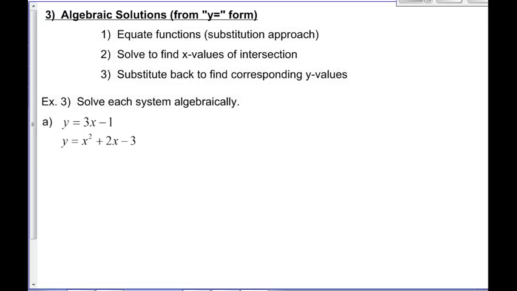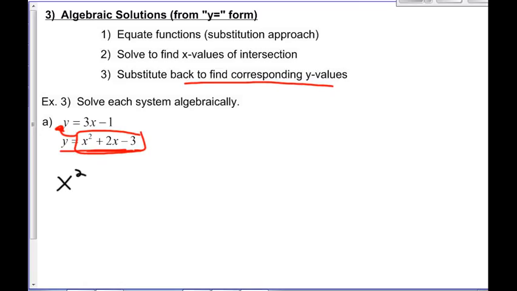We solve and find the x values of intersection. And then lastly, we have to go ahead and find the corresponding y values. So we find the x values of intersection, then find the y's. So let's suppose we had the same equation that we had in example 2a, and we want to solve it algebraically. Y equals 3x minus 1, and in the other one it says y equals x squared plus 2x minus 3. Well, since y equals x squared plus 2x minus 3 in both of them, I can substitute it in for this y, or basically equate the functions.